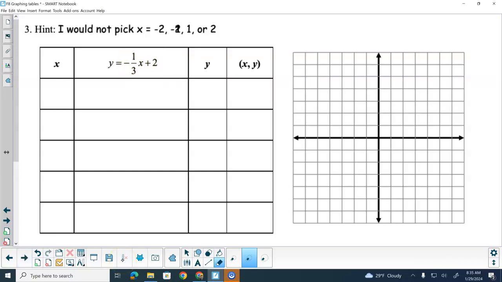Okay? What's the first x that we should pick? First x value that we should always pick. First one, roundest number you can think of, 0. Always pick 0 first. It's the easiest one. Yes? Right?